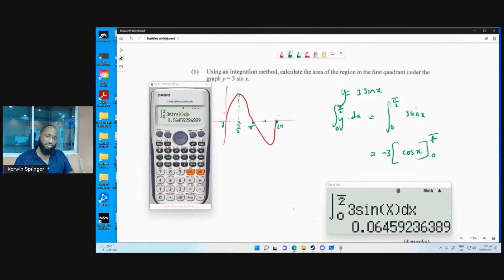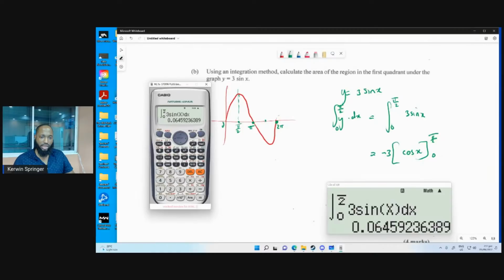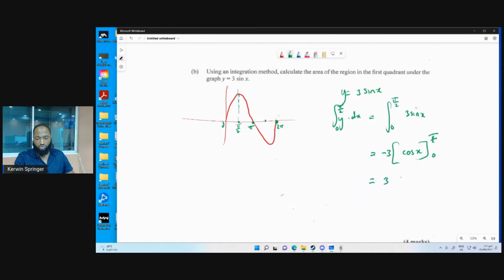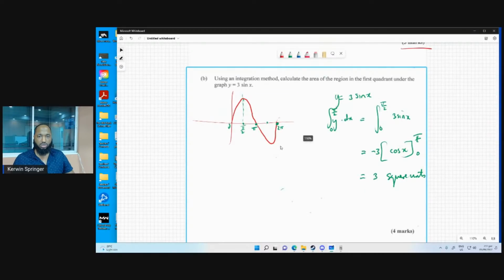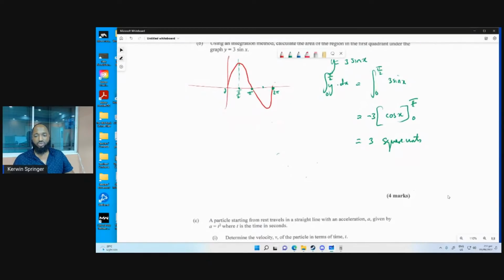My calculator is in degrees. I don't know why it gave me this whack answer. This is supposed to equal 3. Equal to 3 square units. That's what I'm going to do. Now, they didn't force me to work in radians. I could have worked in degrees, but radians is the go-to now.